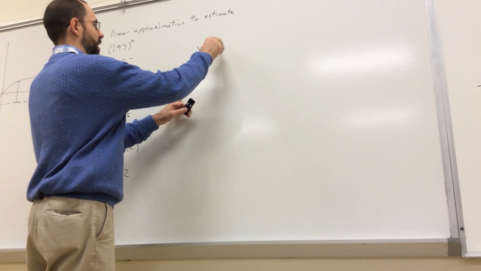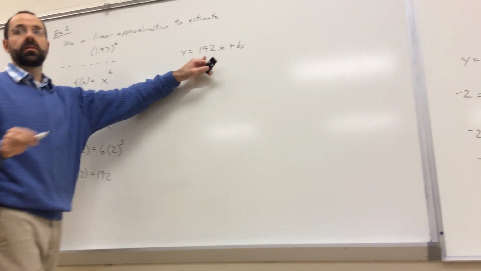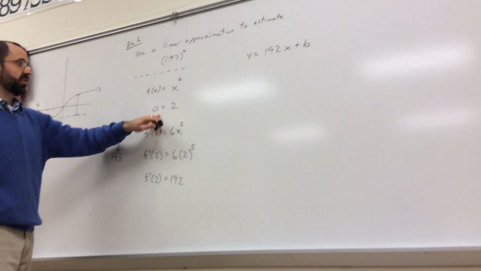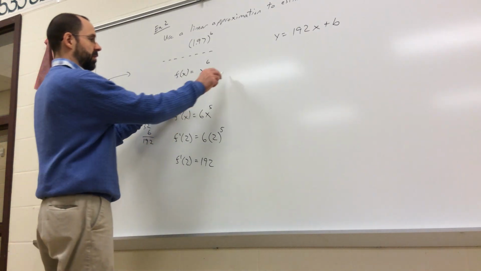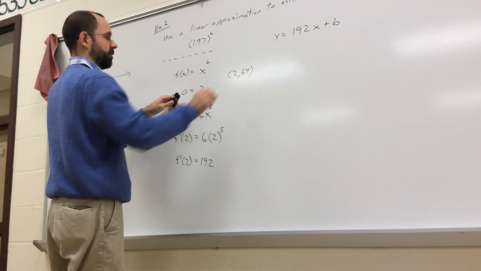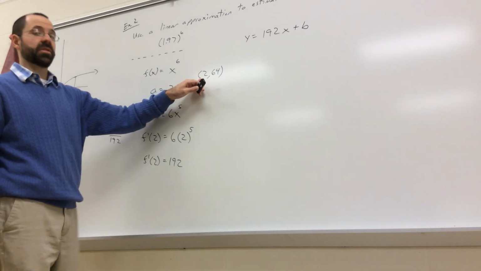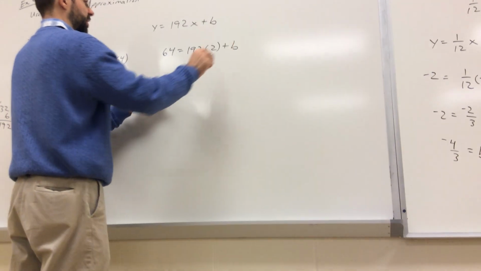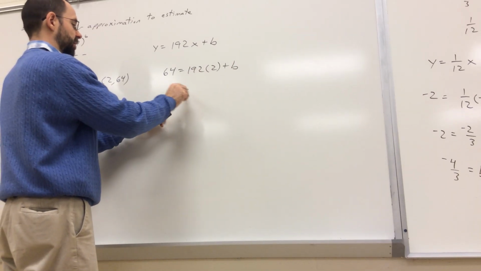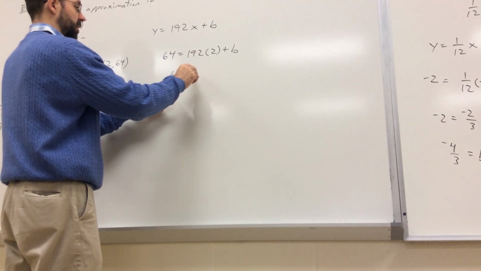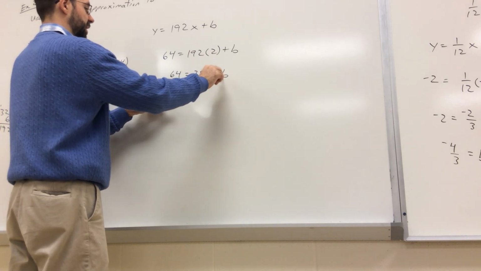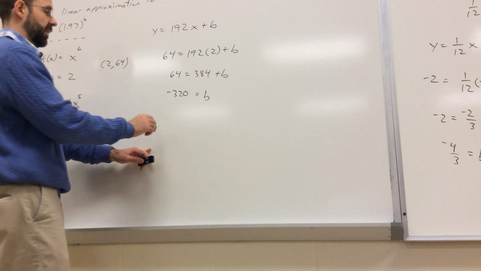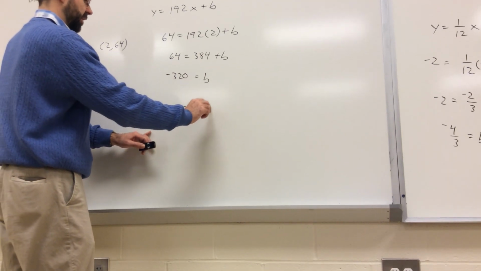So that means when we write the equation of our line, it's going to be 192x plus b. Just putting the 192 in for m. And then I'm going to plug 2 into the function to get the point that I'm based off of. 2 to the sixth is 64. So now I just plug 2, 64 over here to get my y-intercept. So 64 equals 192 times 2 plus b. 64 equals 384 plus b. So b is negative 320. Y is 192x minus 320.